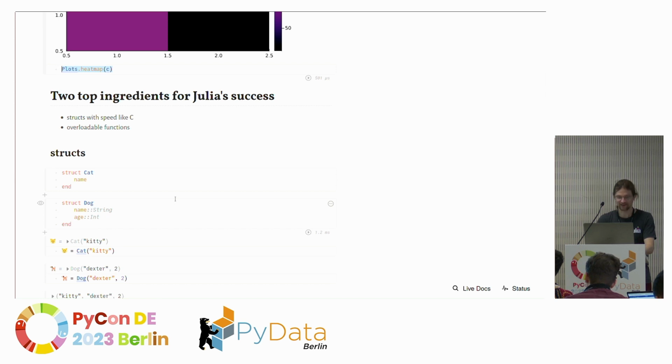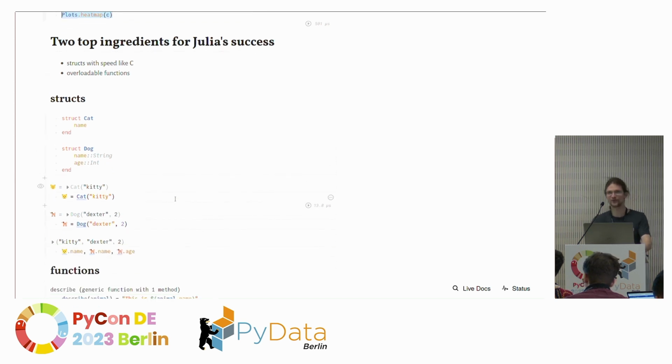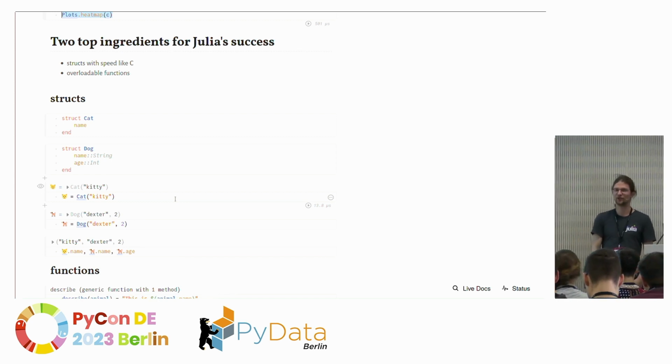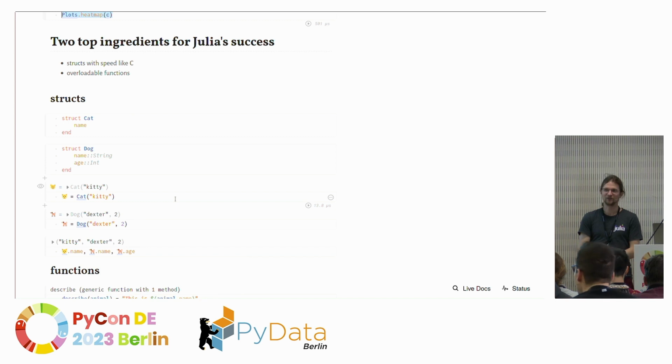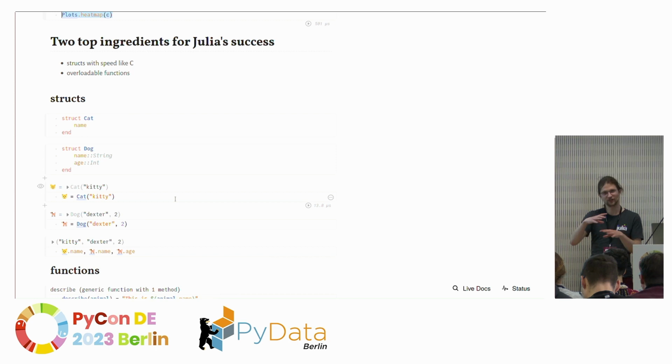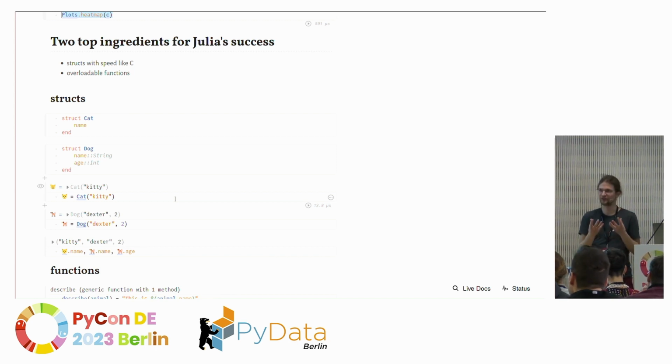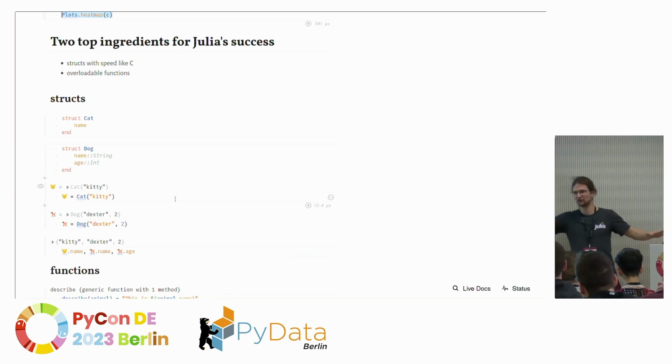Okay, now to the two ingredients. The first one, which makes Julia fast, are the so-called structs. This is also one disadvantage: Julia doesn't have object orientation, as you know it from Python. This is mostly because of this performance reason. What Julia has are structs, which can also have a type hierarchy. But if you have some state which you want to handle, you can only store state at the so-called leaf types.